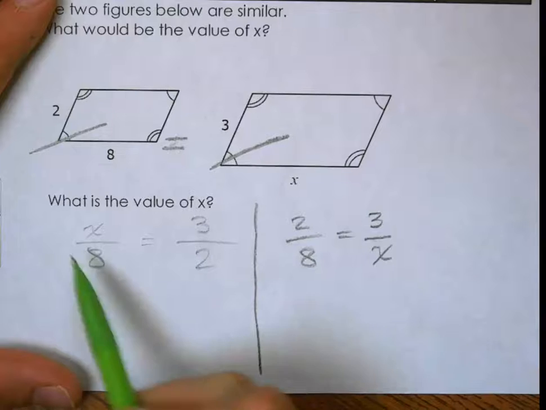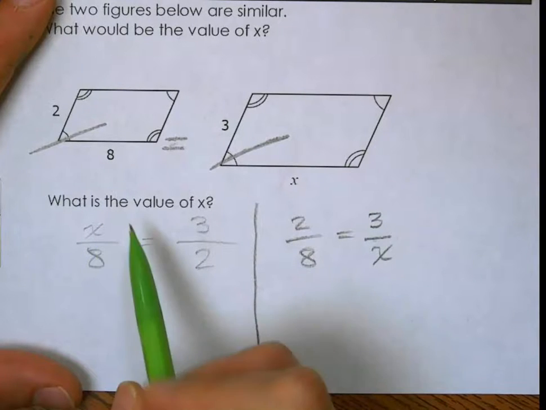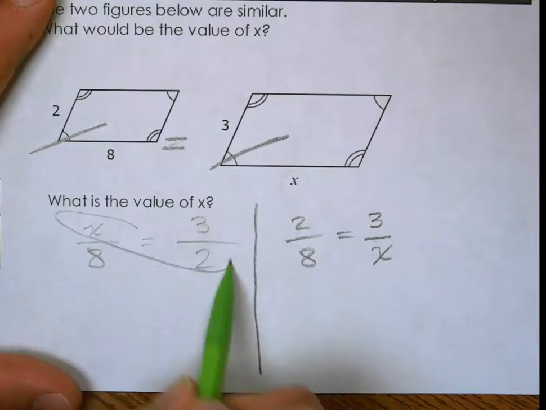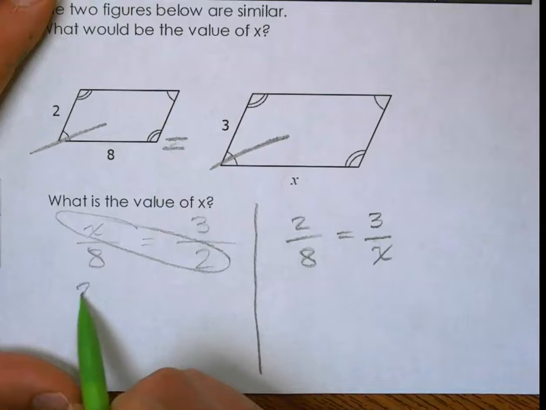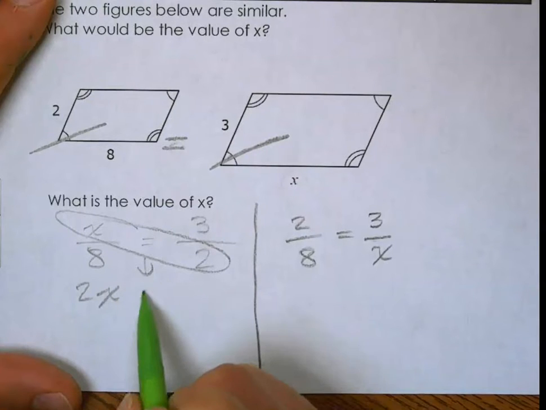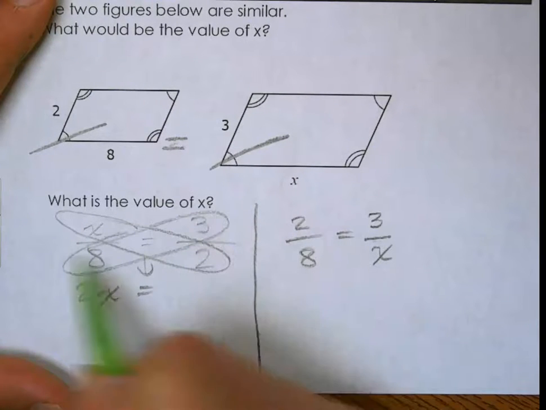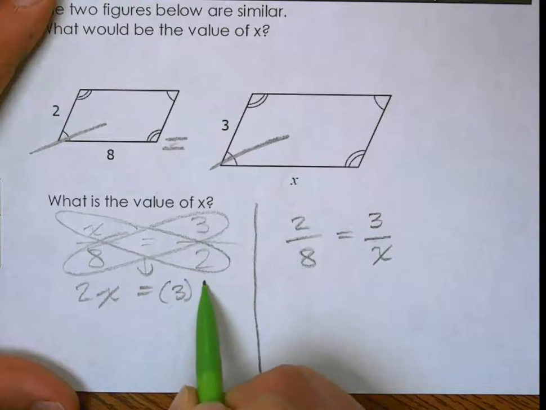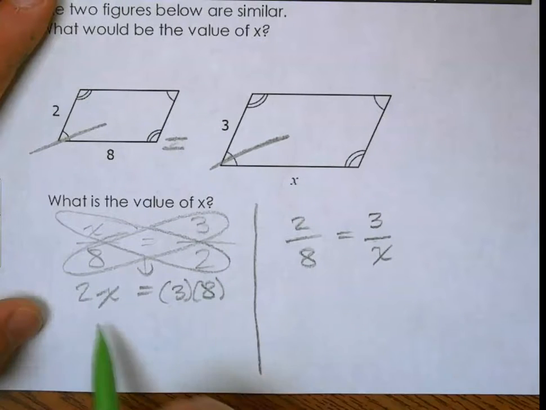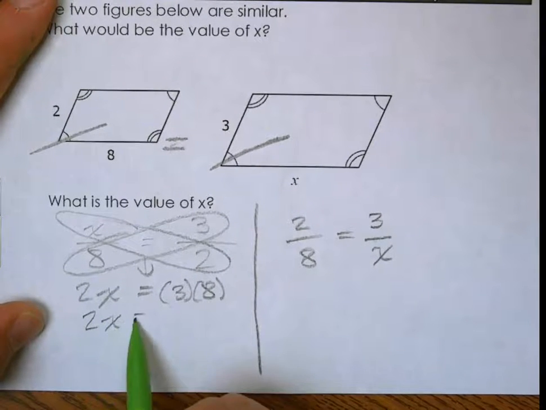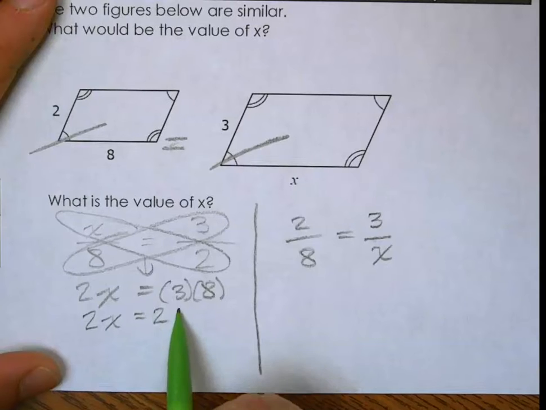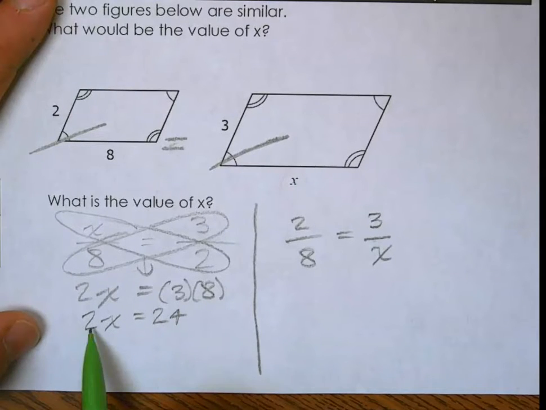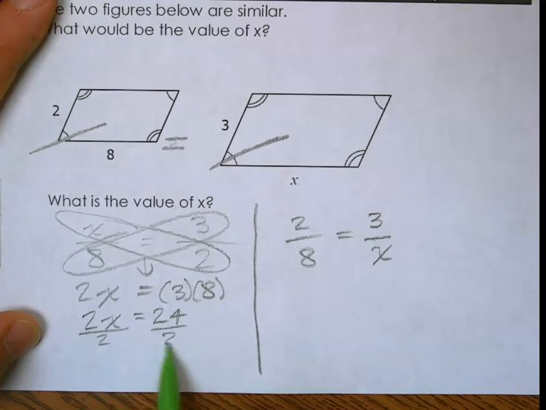Let's see. Let's start with this one. 2 times x. Remember, you start with x. 2 times x is 2x. Bring down the equal sign. Then you have 3 times 8. So 2x equals 3 times 8 is 24. Then you need to get rid of this 2 by dividing both sides by 2. So x equals 24 divided by 2 is 12.